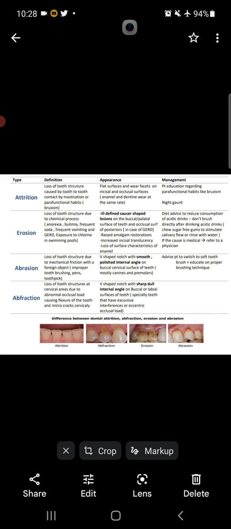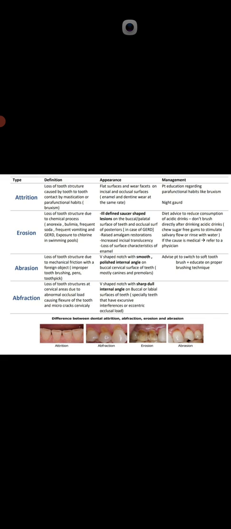Now come to the management. The management of erosion is diet: advise the patient to reduce consumption of acidic drinks. Do not brush directly after drinking an acidic drink. Chew sugar-free gum to stimulate salivary flow, or rinse with water. If the cause is medical, like GERD, bulimia, or anorexia nervosa, then refer the patient to a physician.